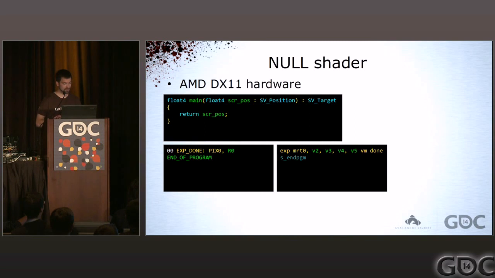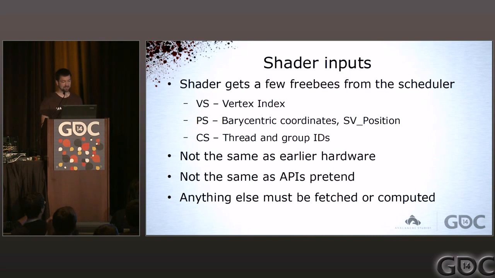So if you want to make a null shader on DX11 hardware, you might do something like this instead. We just take the SV position and return. Then it comes preloaded into registers, and you have no ALUs or anything to handle that. So there are a bunch of freebies that come preloaded into each shader.